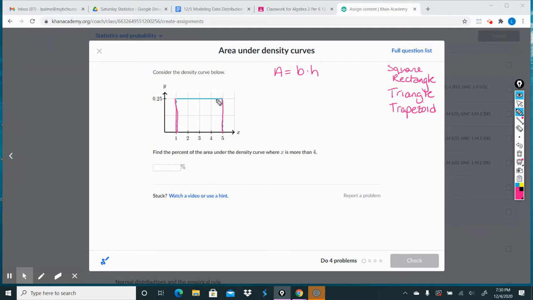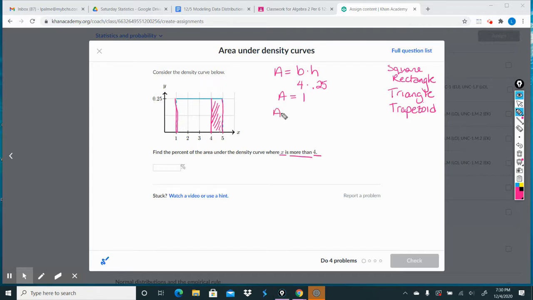So the base of the whole rectangle is going to be 1, 2, 3, 4. So we have 4 times the height, which we see here on the left-hand side is 0.25. So area equals 1 because 4 times 0.25 is 1. That goes with our last video, where we know that the area underneath the density curve is 1. So then we want to know the area where x is more than 4. At 4 here, we want to know the area of this portion right here and what that percentage is.